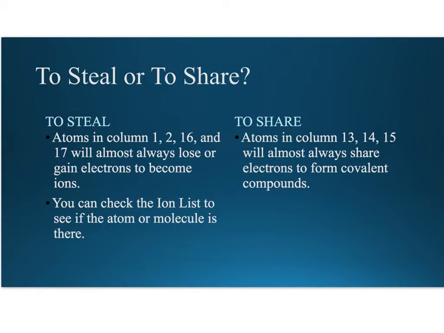However, there are some atoms that play nice and they don't steal electrons, they share their electrons. And these atoms live in columns 13, 14, and 15. Particularly out of column 14, carbon is the friendliest atom you will ever meet and always, always shares its electrons to form covalent bonds.